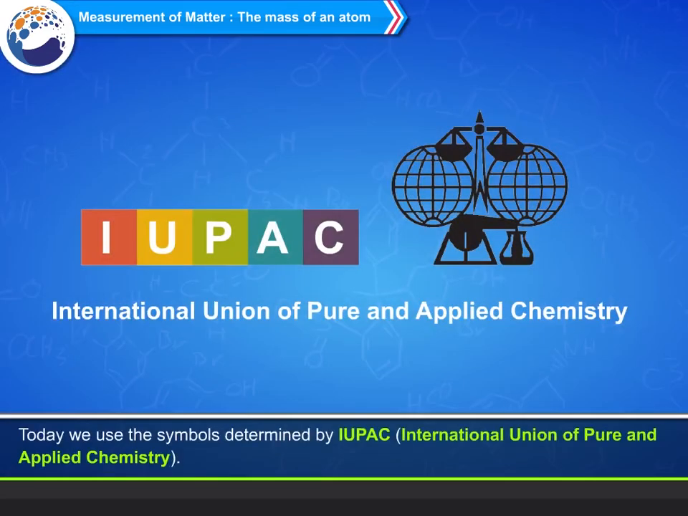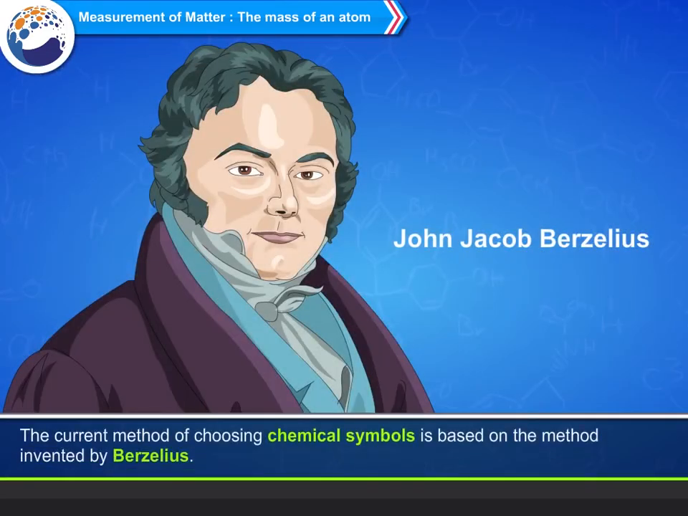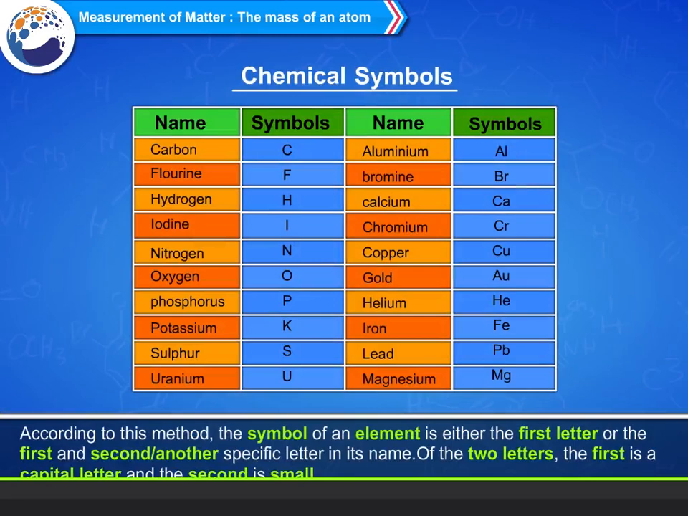Dalton used certain signs to represent elements. Today we use the symbols determined by IUPAC, International Union of Pure and Applied Chemistry. The current method of choosing chemical symbols is based on the method invented by Berzelius. According to this method, the symbol of an element is either the first letter or the first and second or another specific letter in its name. Of the two letters, the first is a capital letter and the second is small.